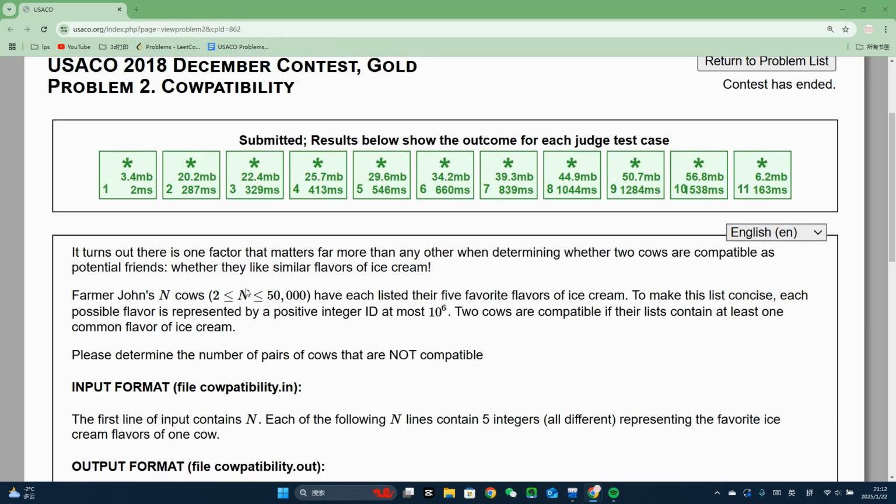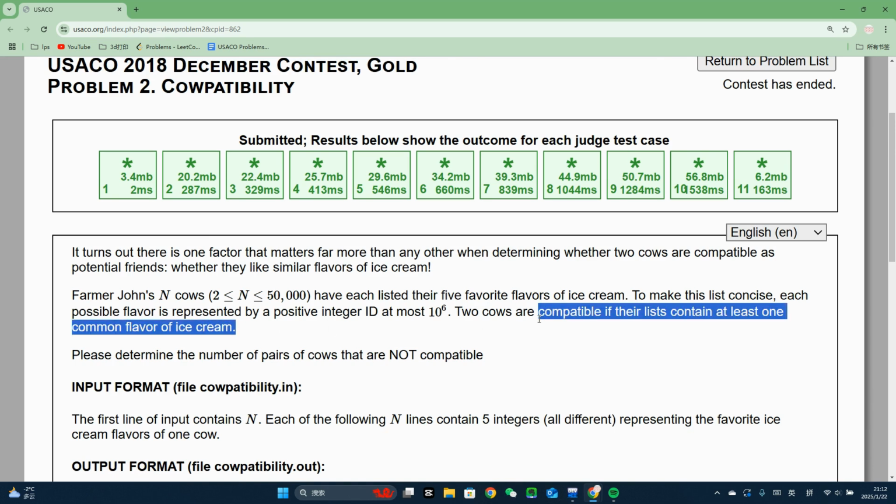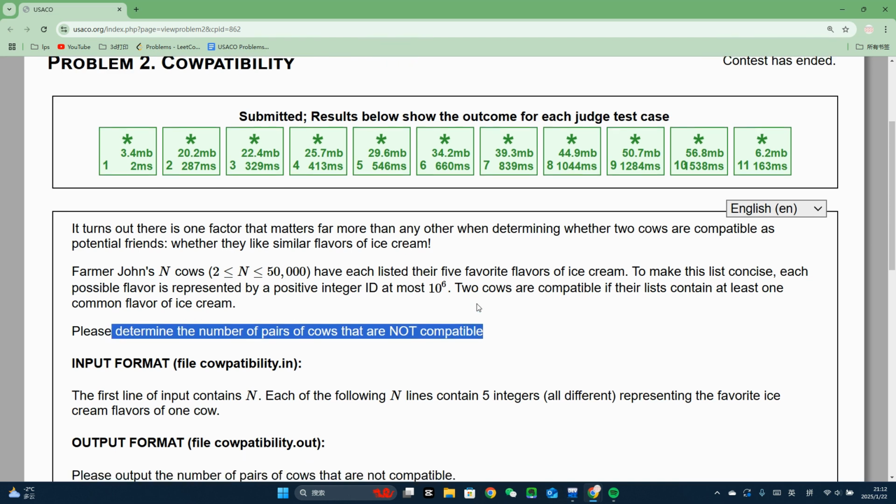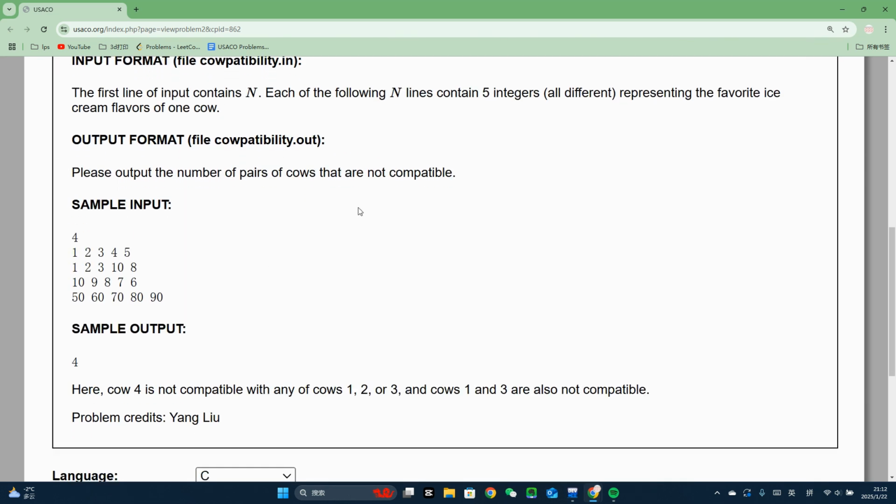So basically you have n cows, n being at most 5 times 10 to the 4th power, each with 5 favorite ice cream flavors, and if 2 cows have at least 1 common ice cream flavor, they are compatible to be friends. And you need to list the number of pairs of cows that are not compatible. Then you can pause the video once again and think about this yourself.